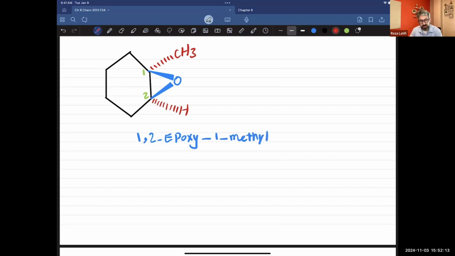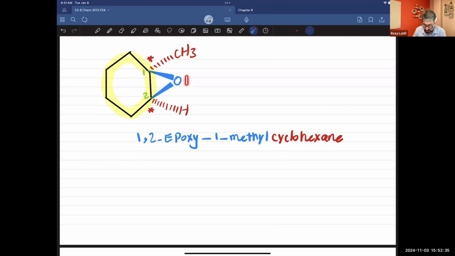Next, we do have a ring, and the ring is made of 6 carbons. So it will be cyclohexane. Now, do we have stereocenters? Yes, we have 2 of them, and those are the stereocenters. Let's find the configuration for them.